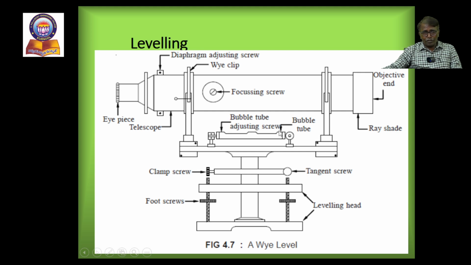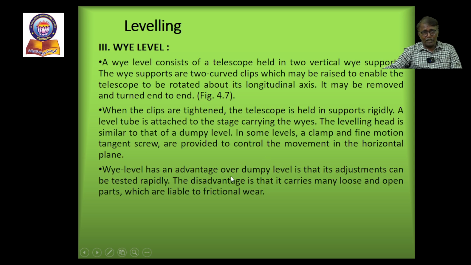A bubble tube is provided over the bottom, and a clamp screw is provided. A tangent screw is also provided for this one, and the leveling head is as usual. The only thing is that a clamp can be opened, and the telescope is not rigidly fixed to the base. The telescope can be adjusted. You can see it here. The Y level has the advantage over the dumpy level that its adjustment can be tested rapidly. The disadvantage is that it carries many loose and open parts which are liable to frictional wear. That's why it is not regularly used.